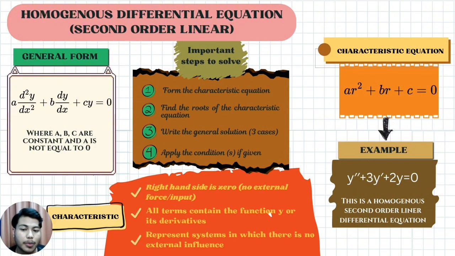To solve this type of equation, we first form the characteristic equation, which is ar squared plus br plus c equals 0. Then we find the roots of this quadratic equation. The nature of these roots determines the form of the solution. Therefore, solving the characteristic equation is the most important step in finding the general solution of a second-order homogeneous differential equation.